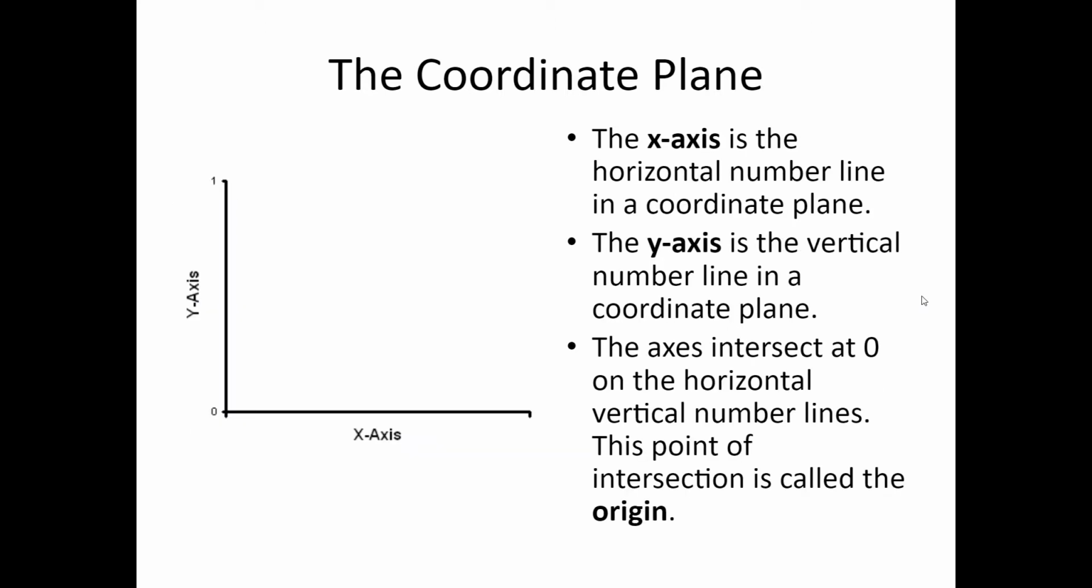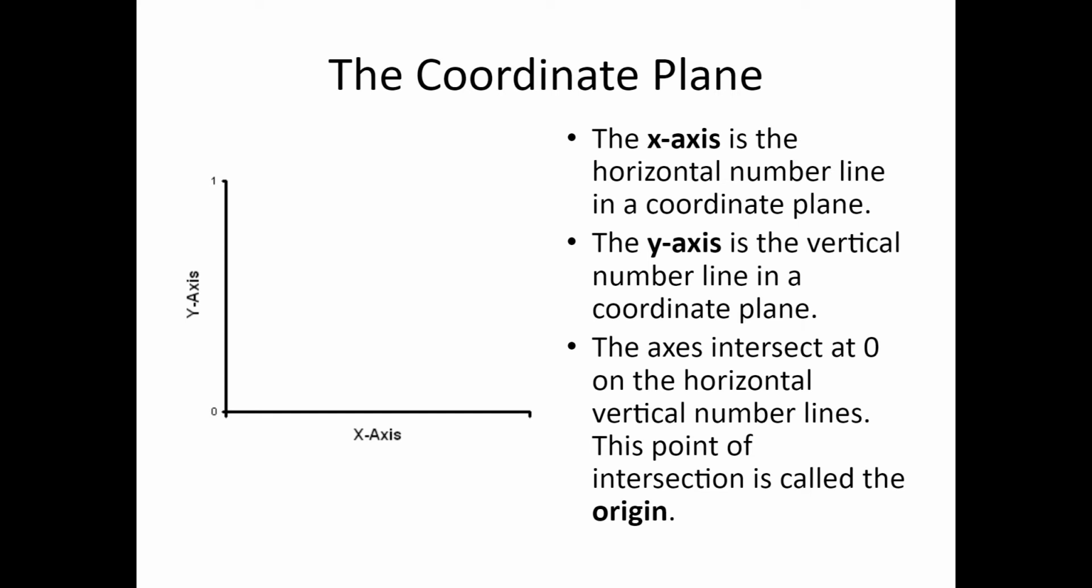The x-axis is the horizontal number line in a coordinate plane. Look at the picture. The x-axis is on the bottom. It is a horizontal line. That means it is going from left to right, straight on the bottom, creating a flat line. That is the x-axis. You'll need to know that for your test.